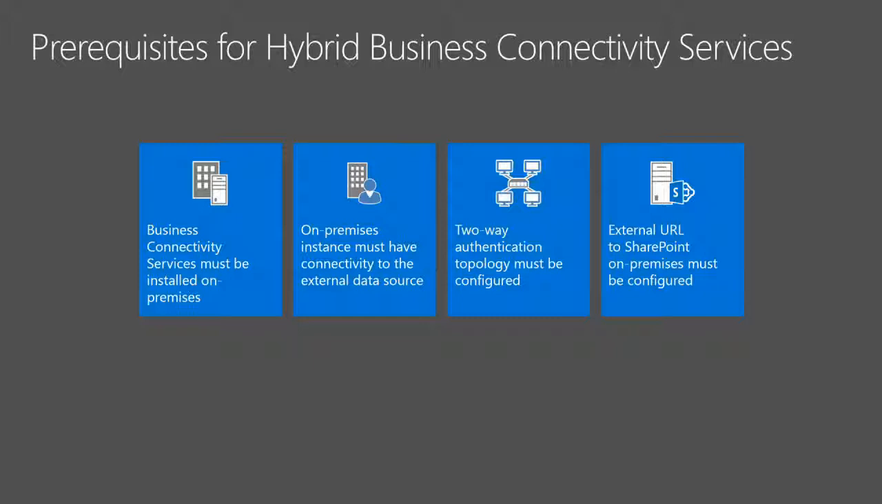I've already mentioned the two-way authentication topology. And the key thing, as Manus mentioned earlier when we were talking about validation, is the external URL. We're not going to talk directly from Office 365 to your line of business system. We're going to talk through services exposed by SharePoint. So it's your SharePoint URL that you need to have exposed to the internet in a secure manner.